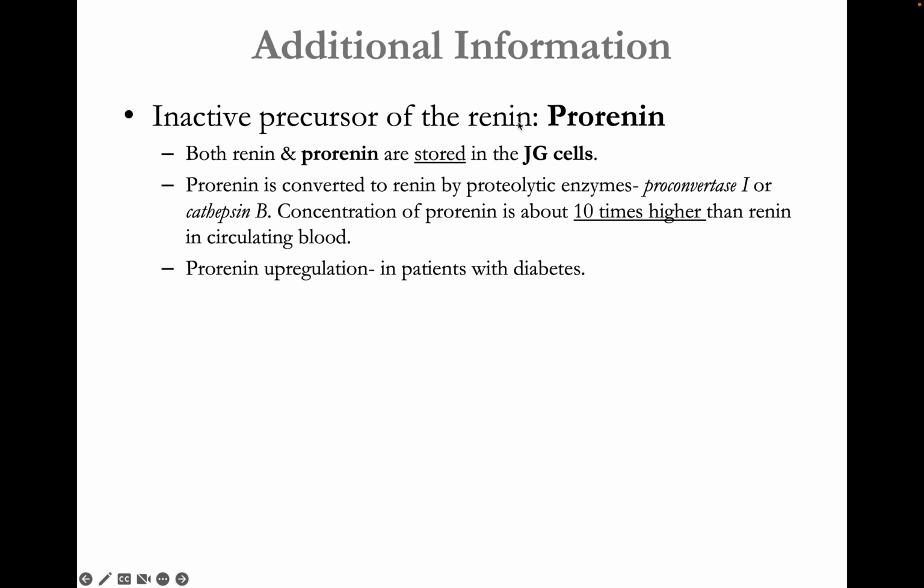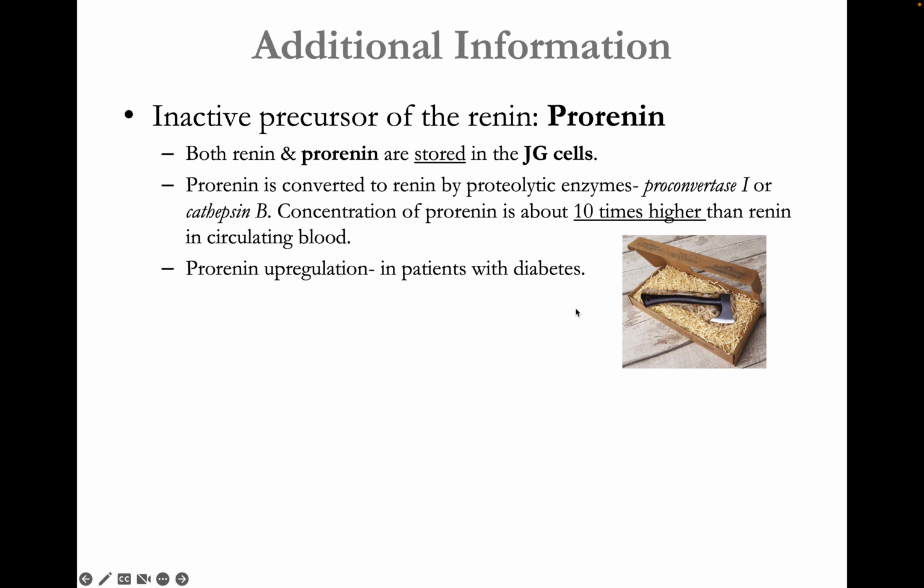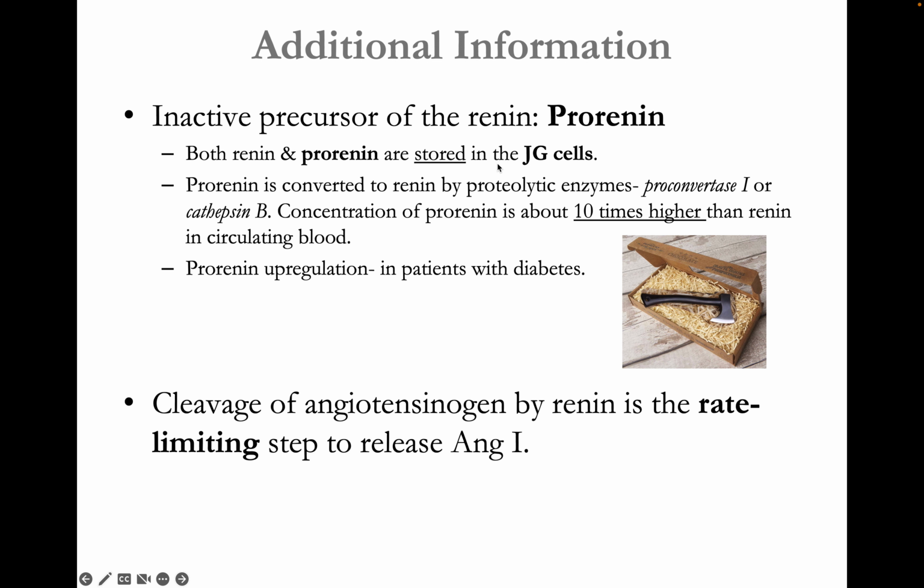The inactive precursor of renin is called prorenin. This is one more point to remember. Prorenin is a proenzyme. It is like an axe: whenever necessary I will take it out. That means the inactive form will be protected in a box. But the active form, renin, will be used, and the conversion of prorenin to renin is with the help of different enzymes, and both renin and prorenin are stored in the JG cells also. And yeah, I hope this helps.